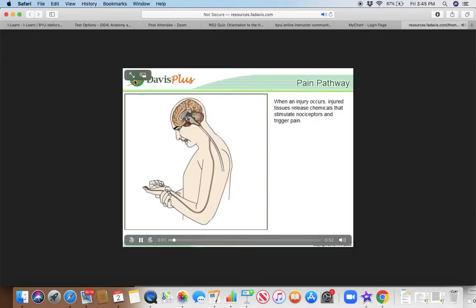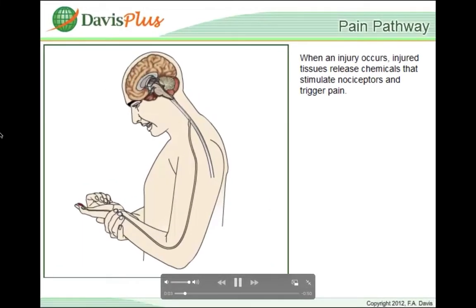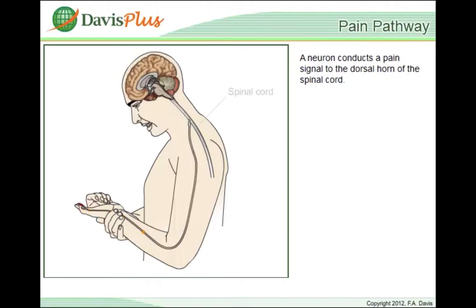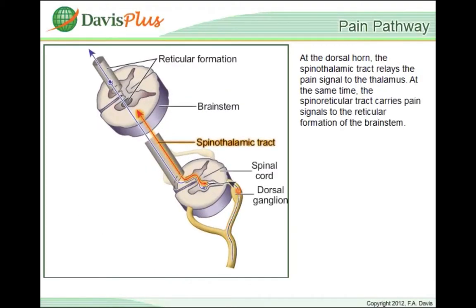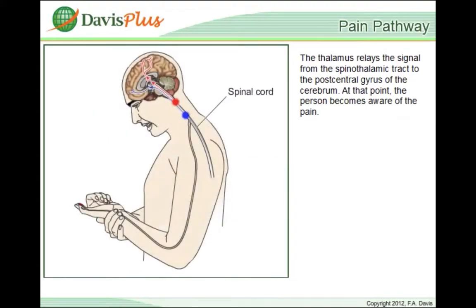When an injury occurs, injured tissues release chemicals that stimulate nociceptors and trigger pain. A neuron conducts a pain signal to the dorsal horn of the spinal cord. At the dorsal horn, the spinothalamic tract relays the pain signal to the thalamus. At the same time, the spinal-reticular tract carries pain signals to the reticular formation of the brainstem. The thalamus relays the signal from the spinothalamic tract to the postcentral gyrus of the cerebrum. At that point, the person becomes aware of the pain.